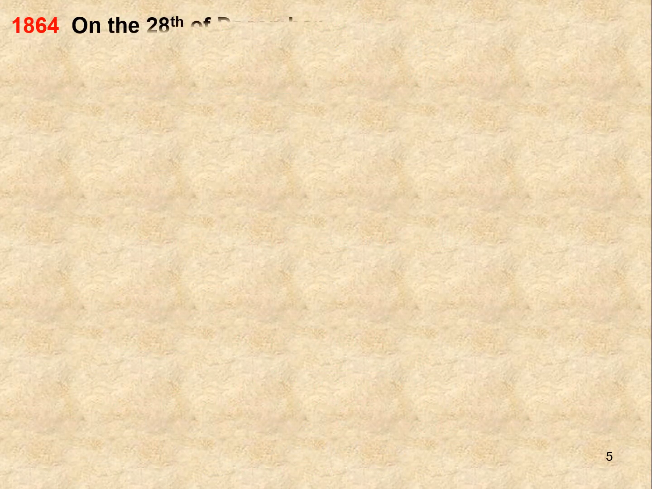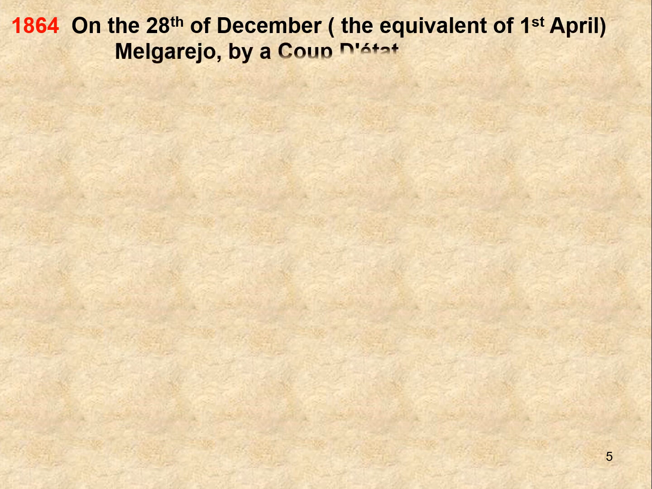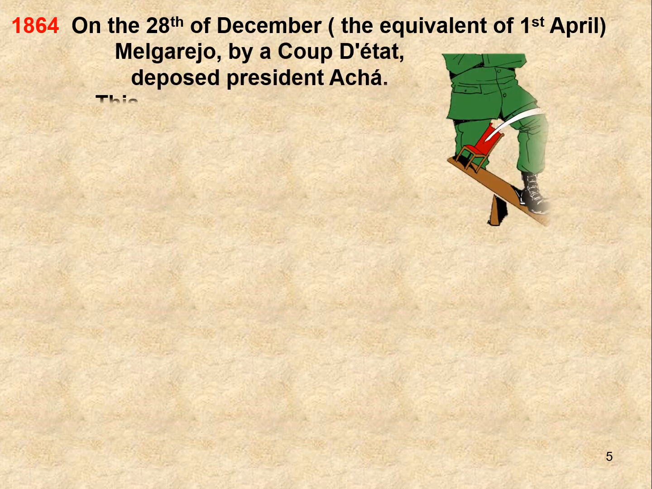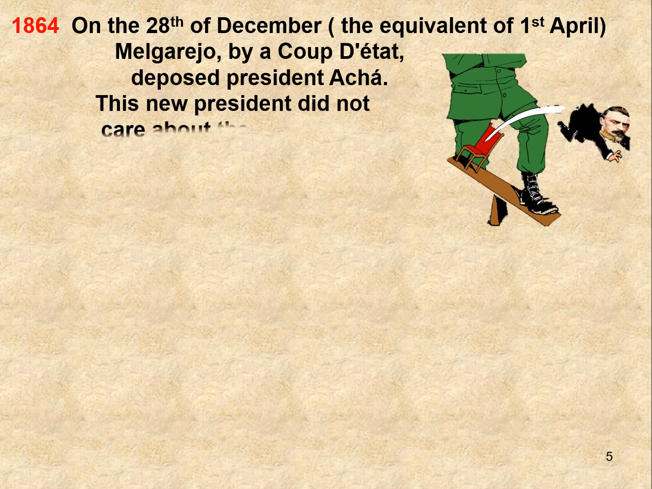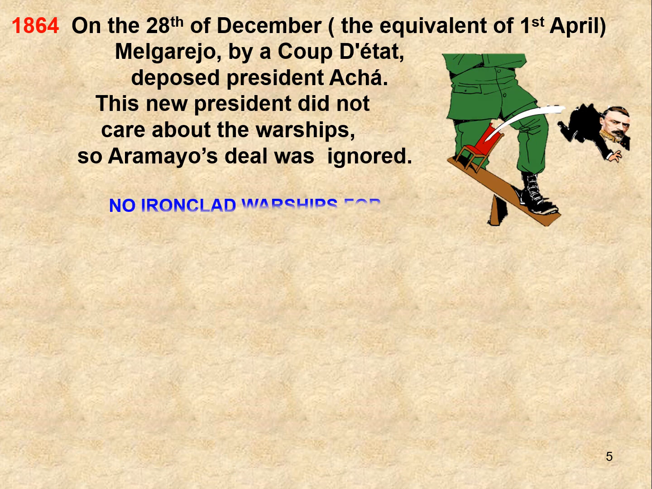Later, in 1864, precisely on the 28th of December, a day equivalent there to April Fool's Day, Mariano Melgarejo, by a coup d'etat, deposed President Acha. This new president did not care about the warships, so Mr. Aramayo's deal was ignored. It all resulted in no ironclad warships for Bolivia.